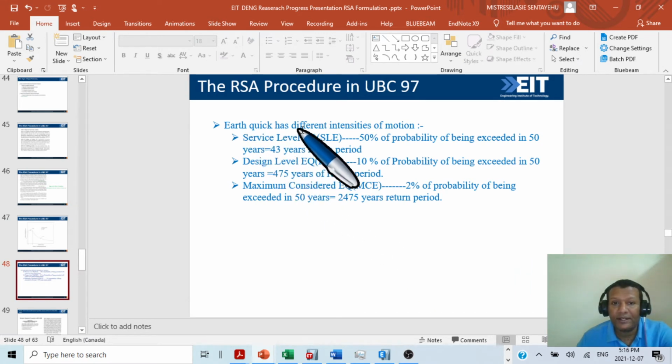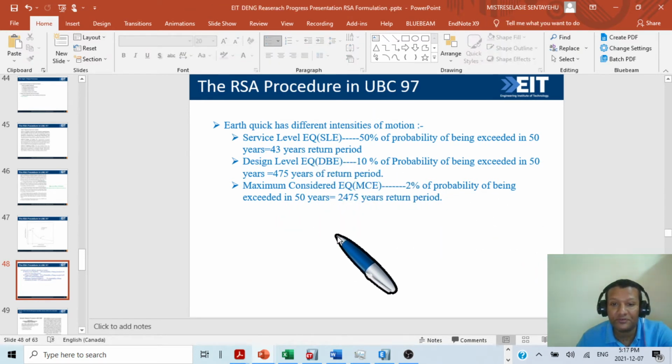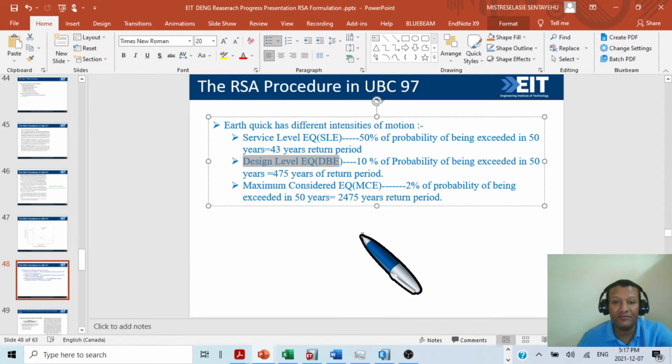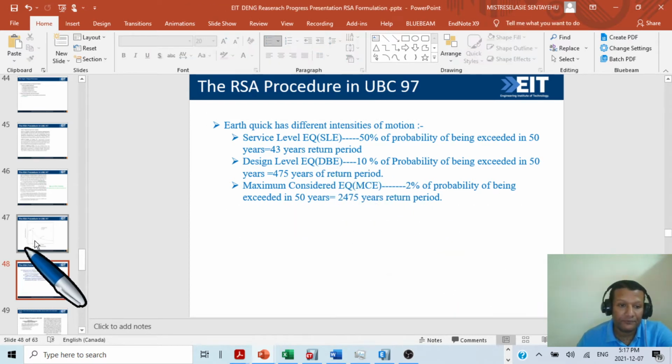earthquake has different intensity. We have service level, design level, maximum level. This is 10% in 15 years, 50% in 50 years, 43 year return period, and 2% probability of being exceeded in 50 years. So for code-based design we always use the DBE level, but for performance-based design we have to use the MCE level. Once we have the MCE level, 2/3 of the MCE level will be the DBE level.